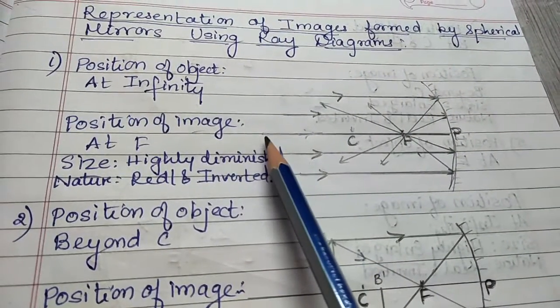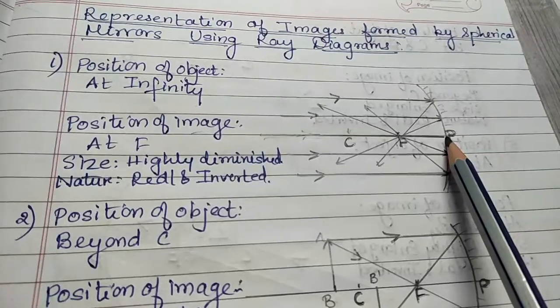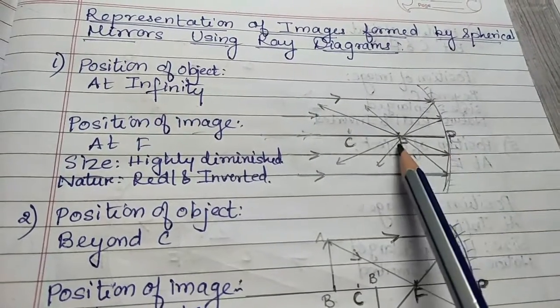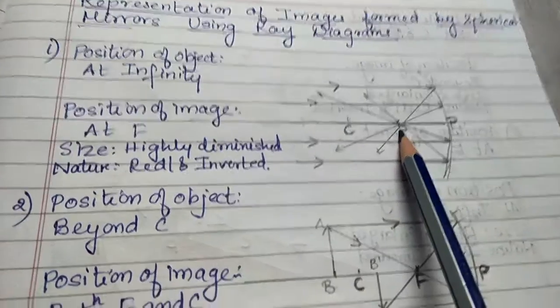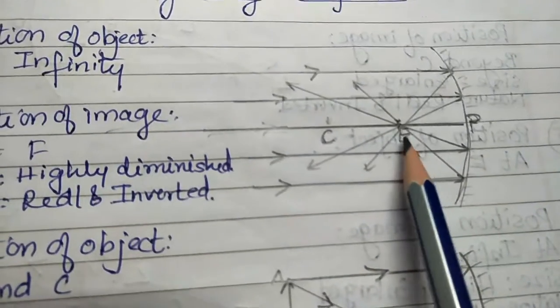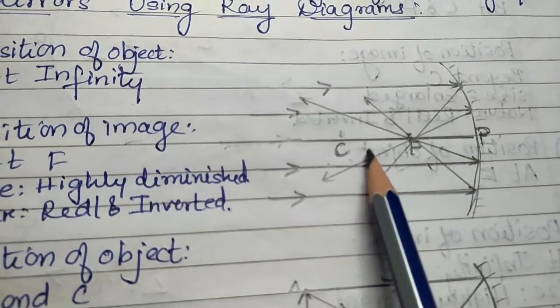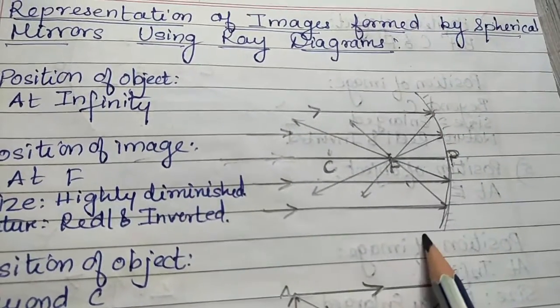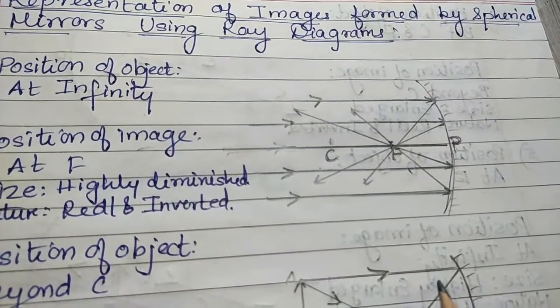Take a scale and draw this line first. This is from here to here. This is P, this is F, this is C. Now P to F, whatever measurement you are going to take, the same measurement from F to C. Suppose 2 centimeter, here also 2 centimeter. Then draw this mirror. Like that you have to draw 6 diagrams.